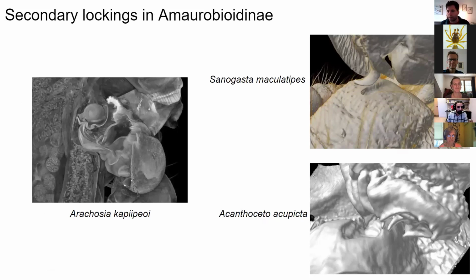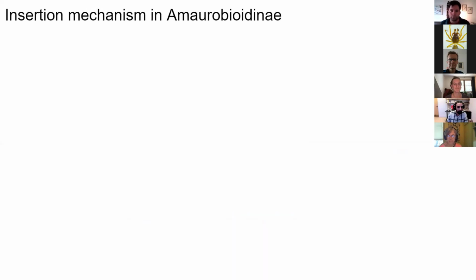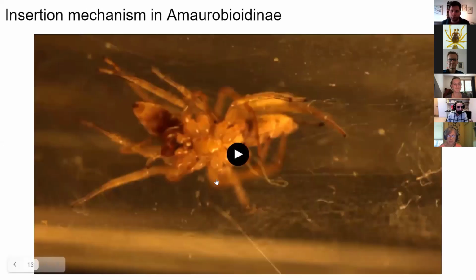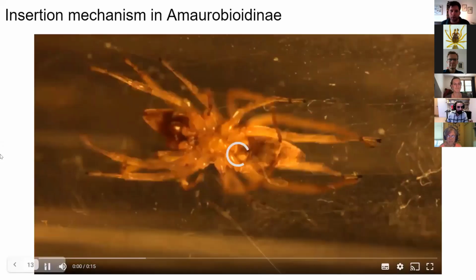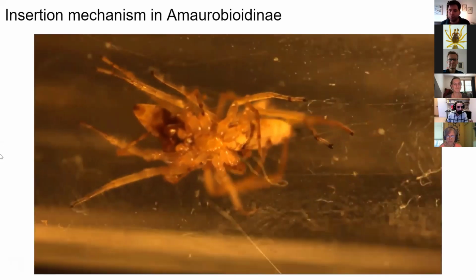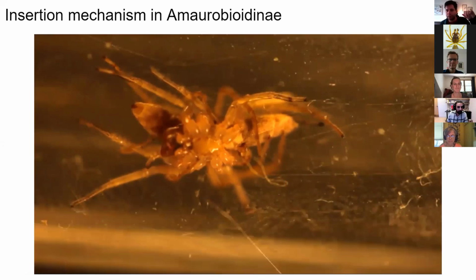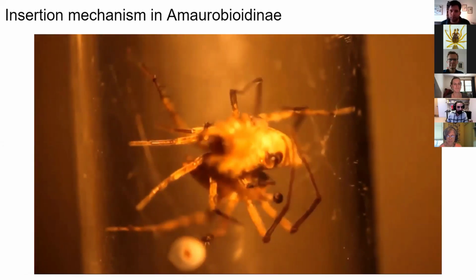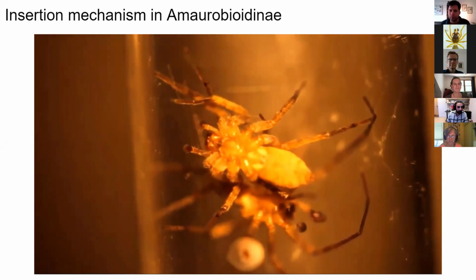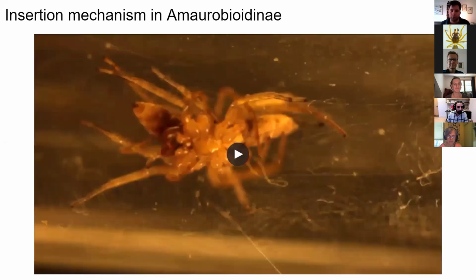The secondary lockings, which are the genital lockings that come after the primary locking, after full expansion occurs, were really variable, both in the structure used and in the mechanisms employed, but we will discuss it later. I included a few clips so you can see the overall copulatory locking in Amaurobioidinae. They first scrape the female epigyne, then lock the conductor and expand their bulb. This is a species with super short insertions, Sanogasta maculatipes.